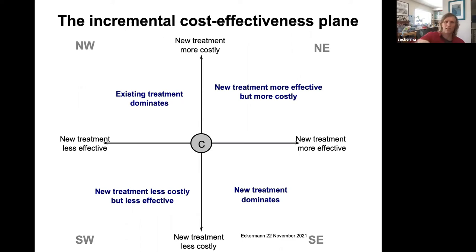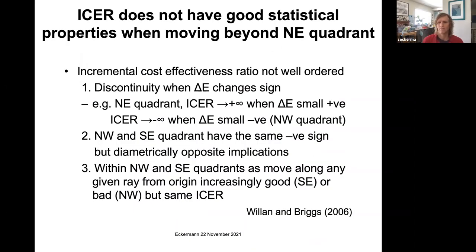And then finally, along any ray through the origin, C there, with C representing the comparator, in those northwest and southeast quadrants, that's going to have the same incremental cost effectiveness ratio, but of course it's becoming more and more dominated when you're heading further into the northwest quadrant, and dominates more as you go into the southeast quadrant. Okay, so basically the ICER doesn't have good ordering and doesn't have the properties that you need for it to be a good statistic.